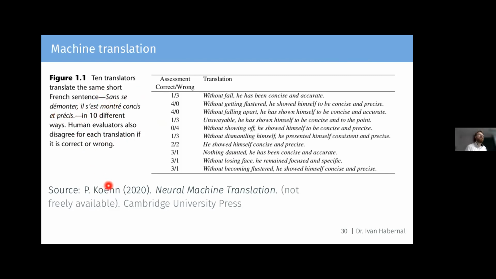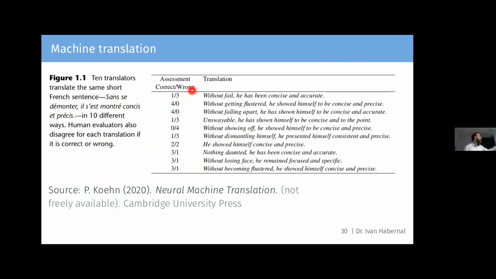So there is one example from this book from Philipp Koehn, the translation of a French sentence. Can anyone read this? Who speaks French? Thank you very much. So here are so many translations of that in English, and here's how people assess whether it's correct or wrong. And there's no agreement on what's a correct translation, because you can translate the same sentence in so many different ways, right?